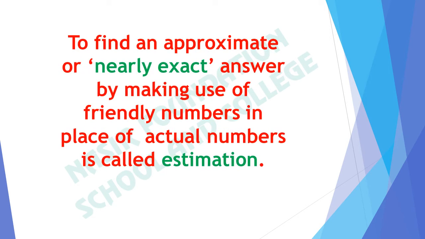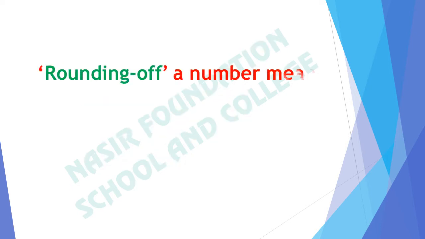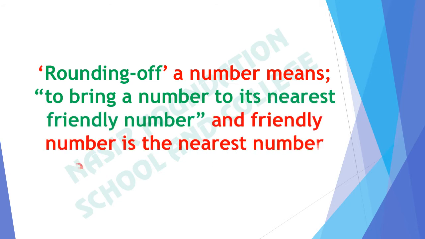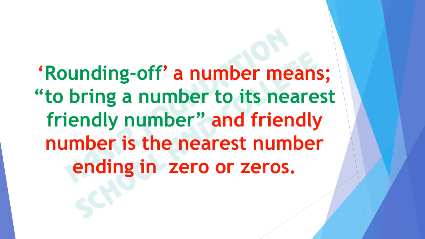To find an approximate or nearly exact answer by making use of friendly numbers in place of actual numbers is called estimation. Rounding off a number means to bring a number to its nearest friendly number, and a friendly number is the nearest number ending in 0 or zeros.